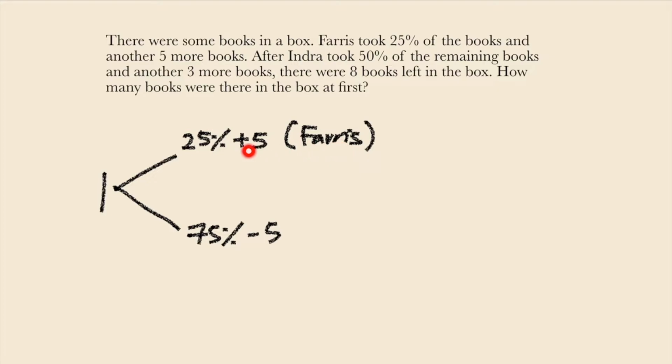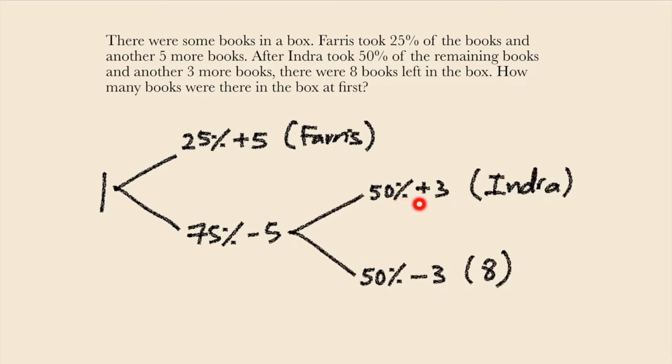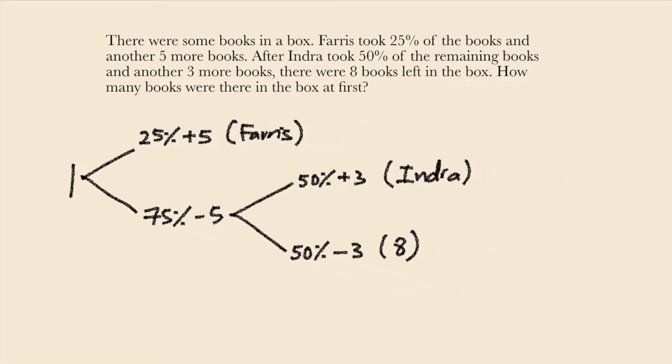Well, what's 100% minus 25%? That's 75%. And indicate minus 5 here. Next, Indra took 50% of the remainder. Okay, so 50% and additional 3 books. That's to Indra, which means the other branch is 50% minus 3, and we are told there are 8 books left. So with this, we can form an equation.